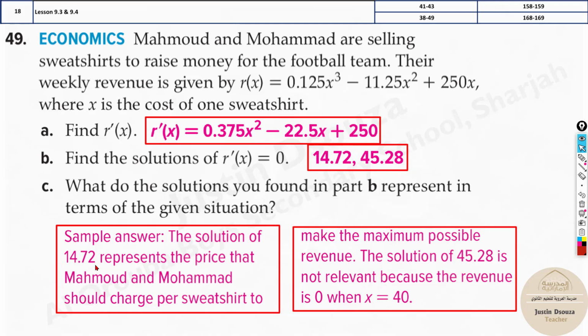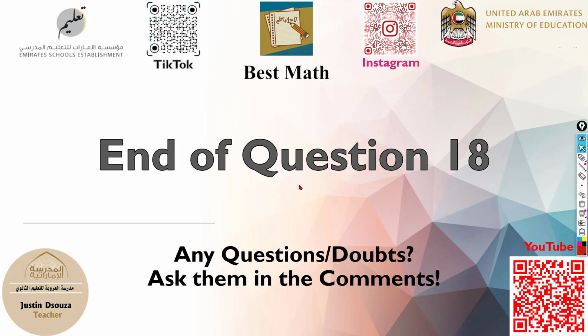So 14.72 represents the price Mahmoud and Muhammad should charge per sweatshirt to make the maximum possible revenue. The solution of 45.28 is not relevant because the revenue is 0 when x is 40. After 40 onwards, it's less than 0, so this will become a negative number. Whereas 14.72 is the price that must be charged. If you put 14.72 over here, you will get a bigger number compared to this. So that's what it is, and that's the end of this question.